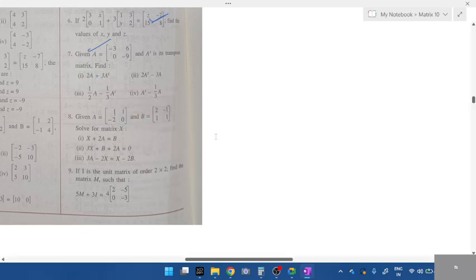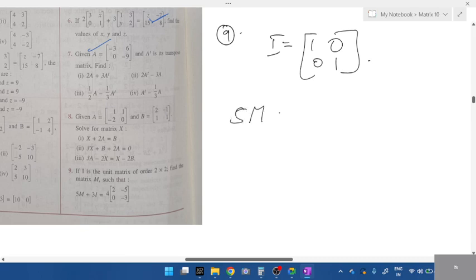All of you try the ninth one. When I is not given, what did I tell? Identity matrix. What is I matrix? I stands for what? First you have to write it. Mention I is equal to [1 0; 0 1]. We need to find m. 5m, 3I. Substitute I value. It's a simple question.